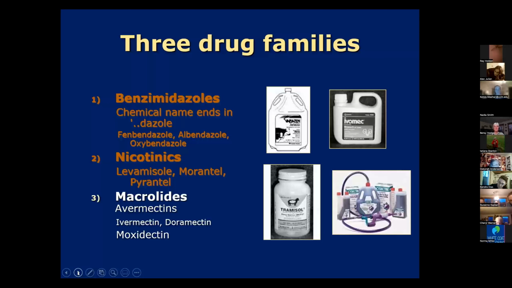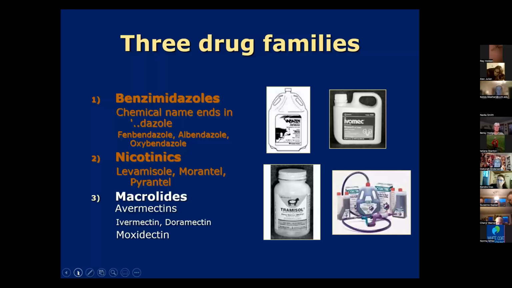And then we have our nicotinics, which would be things like your levamisole and your morantel. And we'll talk more about those. In the old days, people used to use chewing tobacco as a dewormer. It can be pretty toxic at times, and it's hard to know what dose is right, but that's been used.